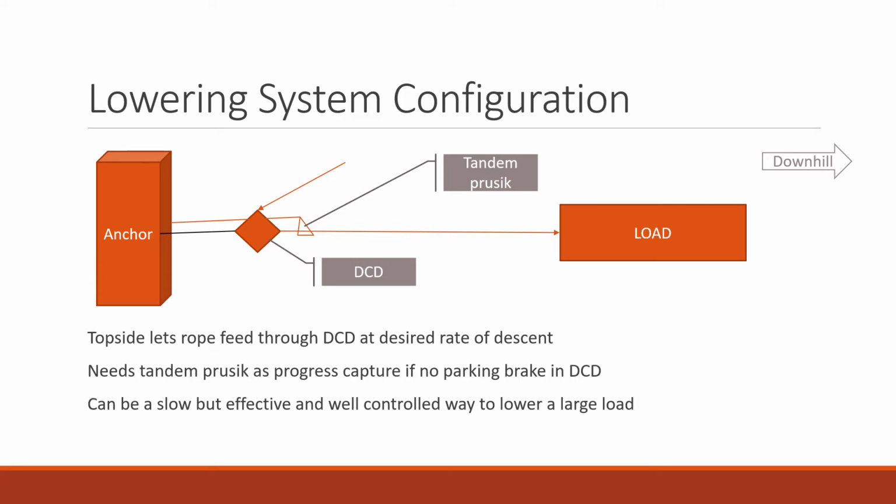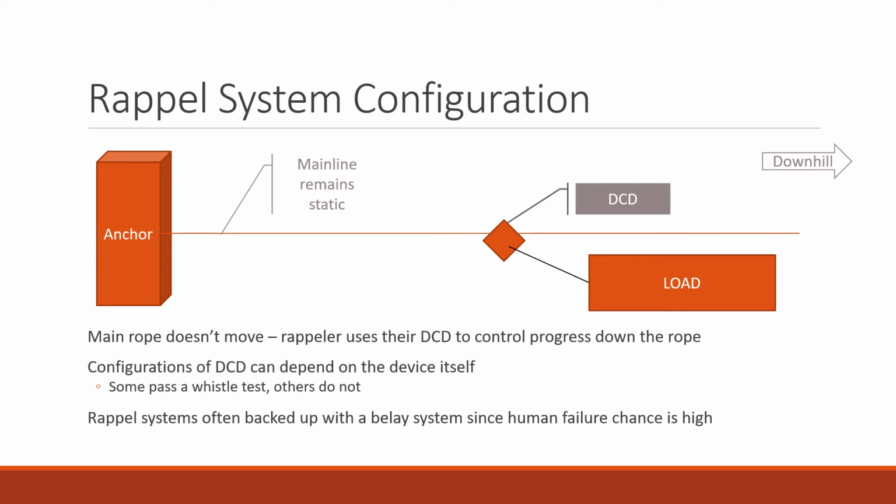Lots of opportunities with that descent control device to use different things, but they all fundamentally are built this way. A rappel system, some of that moves down. So anchor and then just the main line coming down, the main line doesn't move. The rappeller uses their descent control device to control progress as they move down the rope. This is either by moving your arm up further or by adjusting how hard you pull the handle on the ID. Options like that all exist for how you as the load are controlling your rate of descent.